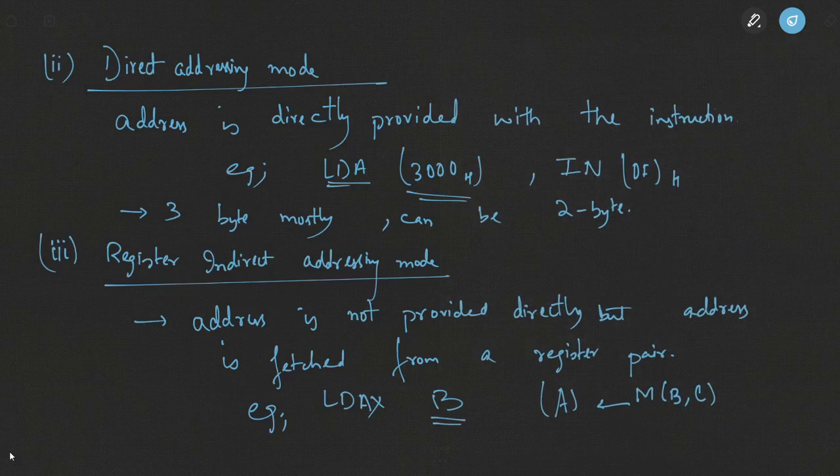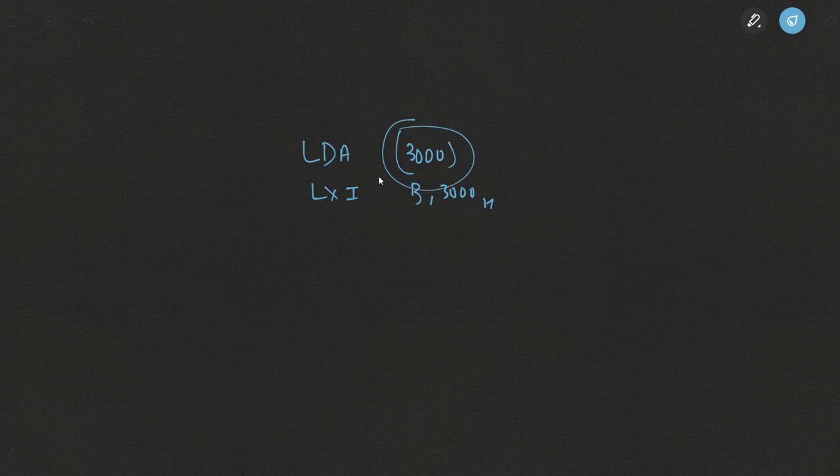Fine. You need to be able to understand the difference between LDA 3000 and LXI B 3000H. Fine. So in this case 3000H is not the data, it is the address of the memory location from which data is to be collected. In this case, this is the data itself. This is not the address of any location. This is the data itself that needs to be transferred to the BC register pair.